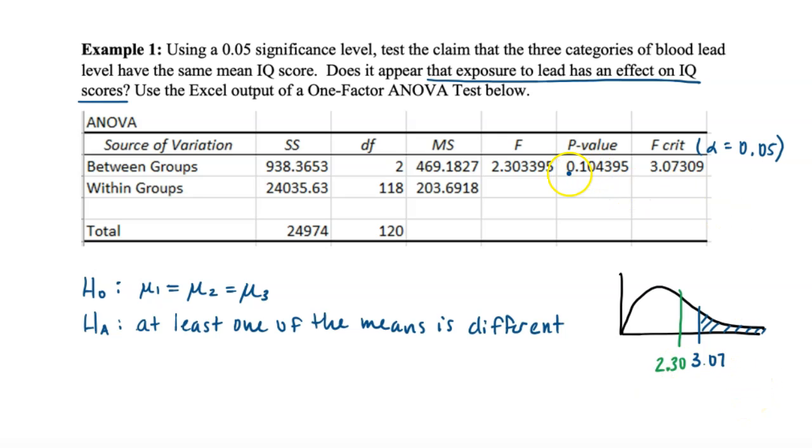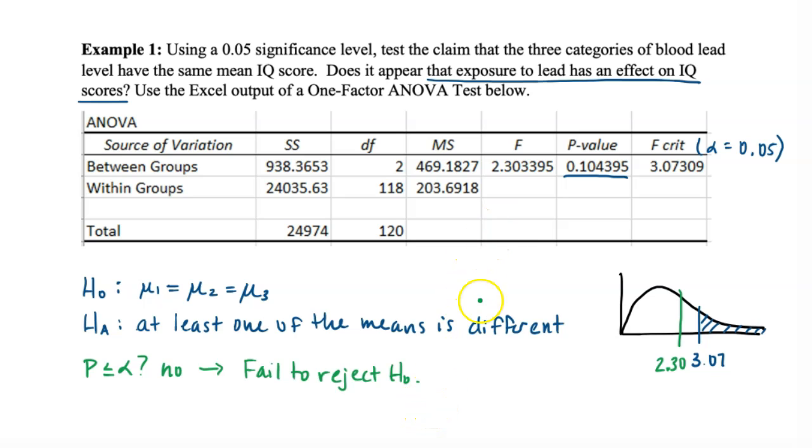The other way to go about it is with this p-value method. I know that my p-value is greater than 0.05. Because my p-value, I'll say, is p-value less than or equal to alpha? No. My p-value is about twice this level of significance. And so this is going to lead me to fail to reject the null hypothesis. Great. So I'm failing to reject the null hypothesis.